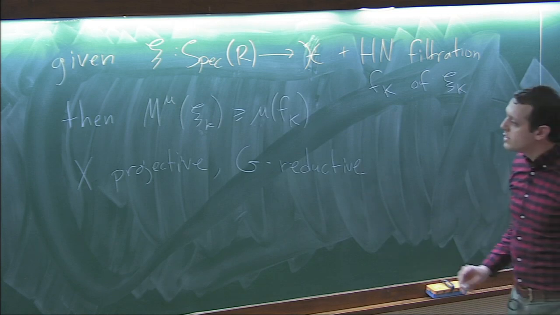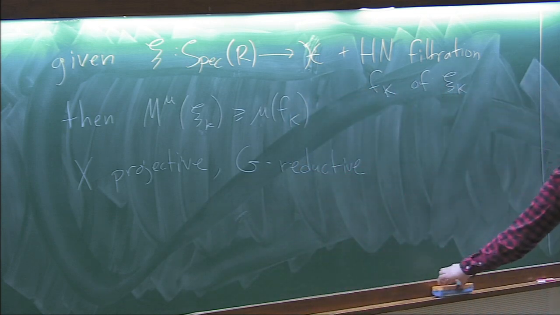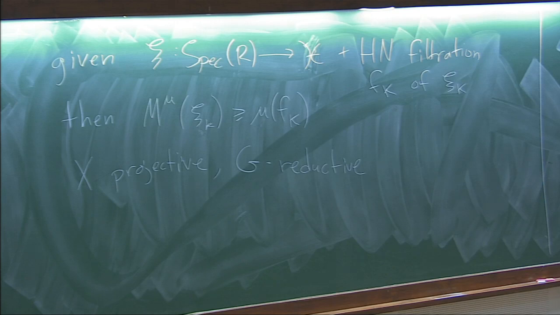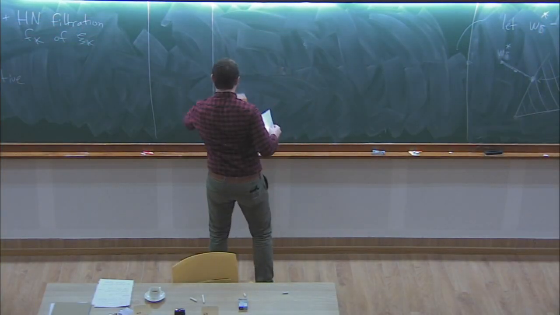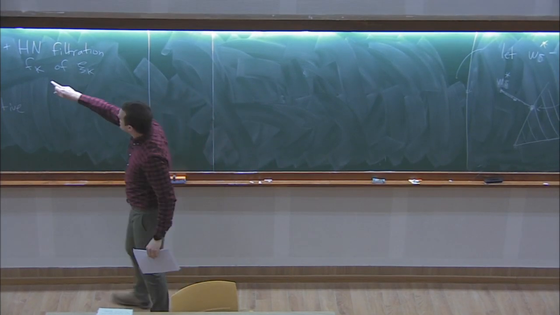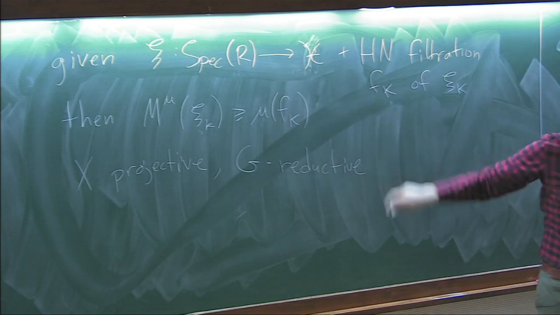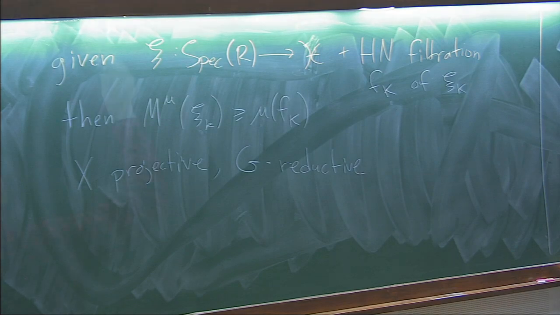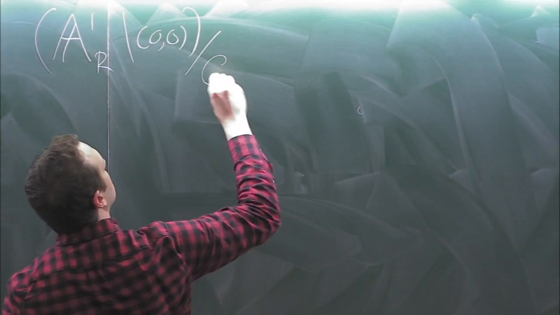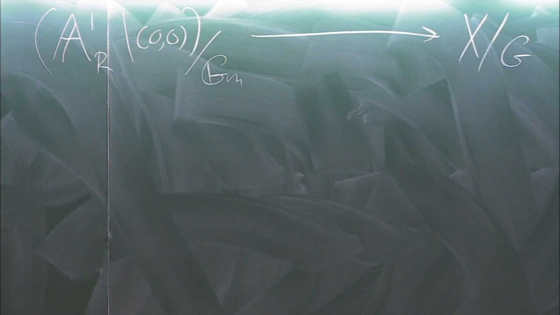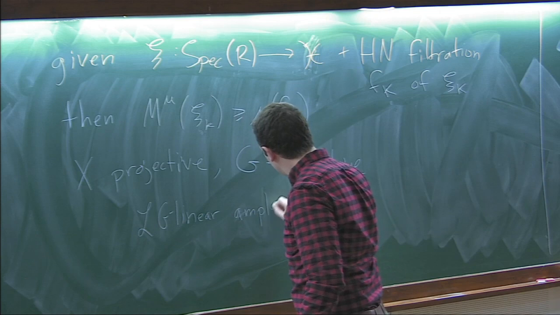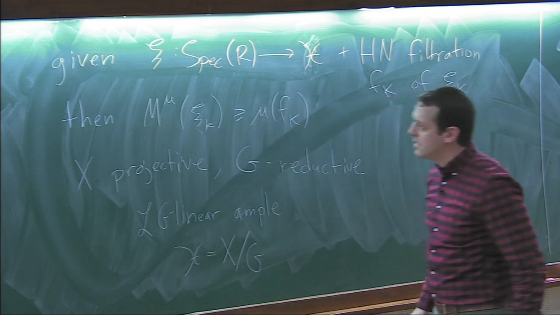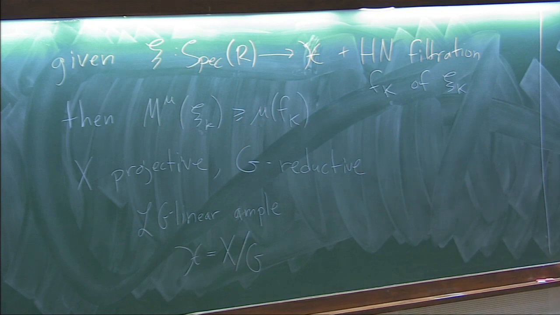So where does this come from? It's a similar kind of thing. I feel like I need more space. So what does this data together give you? This is a family over a DVR and a filtration of the generic point. We already said that that's a map from A^1_R minus the origin to X mod G. So X is projective, G is reductive, and let's say L is a G-linearized ample bundle. The stack we're going to consider here is the quotient stack X mod G. In particular, this should work for normal GIT theory.